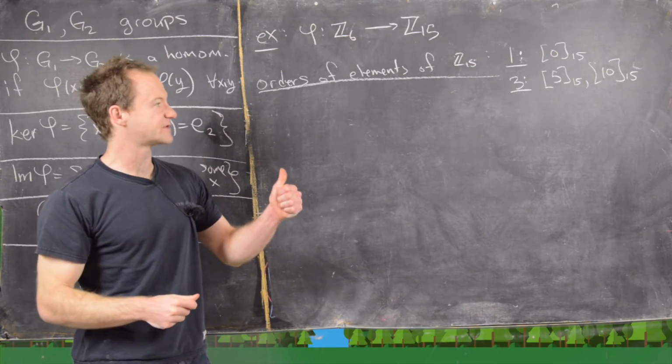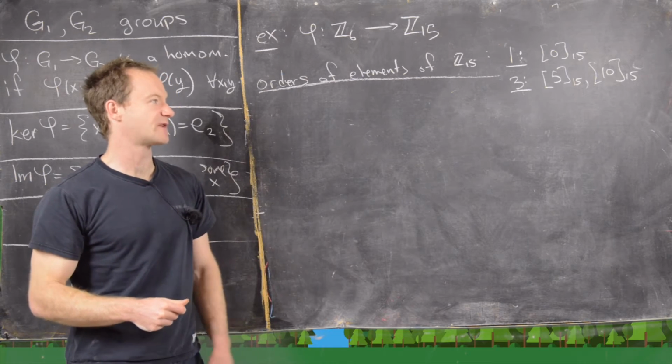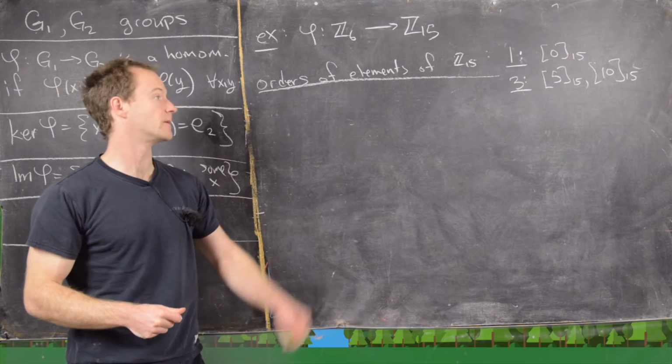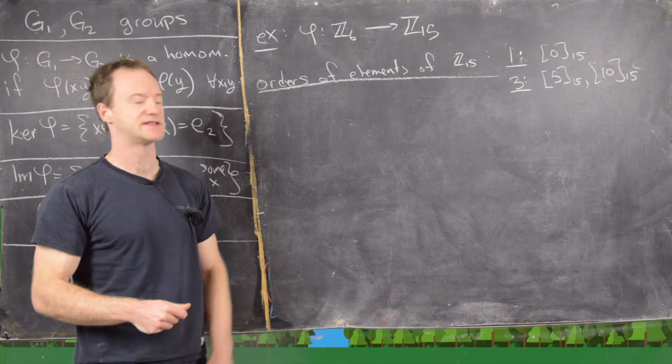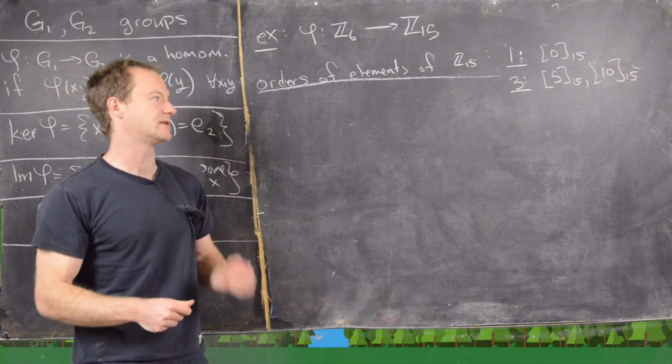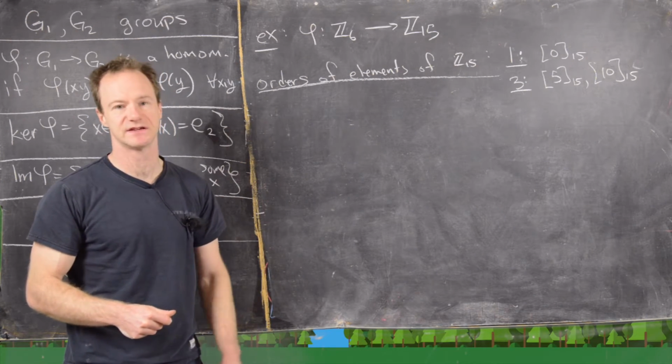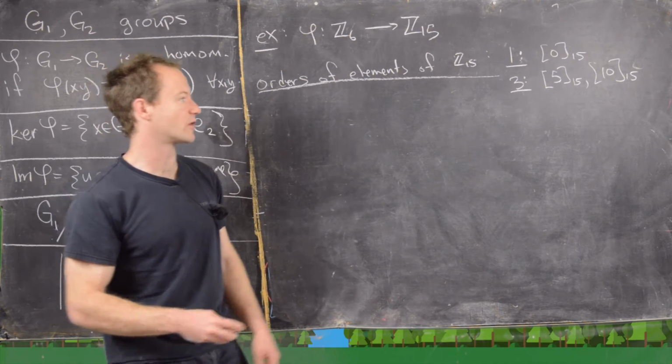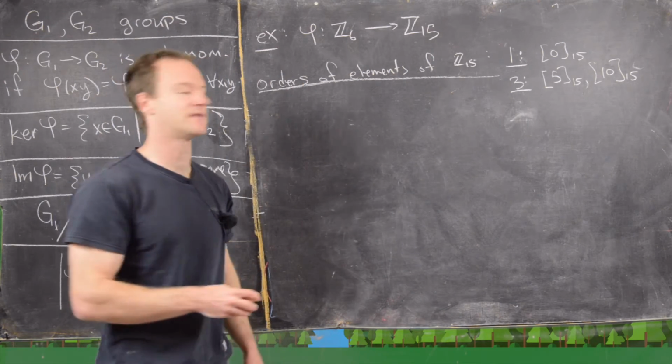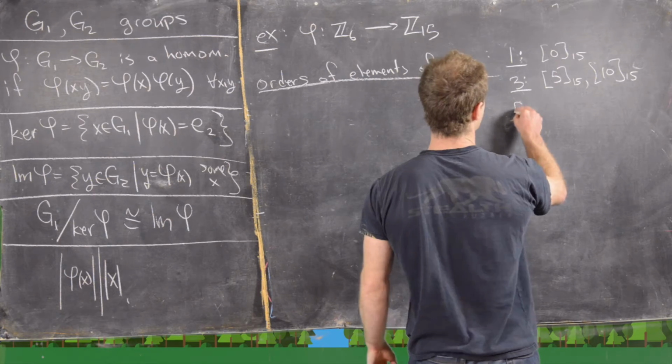So notice 5 plus 5 is 10, 5 plus 5 plus 5 is 15, which is the same thing as 0. 10 plus 10 is 20, which is the same thing as 5, and 10 plus 10 plus 10 is 30, which is the same thing as 0. So those are the elements of order 3, and then we have some elements of order 5 as well.